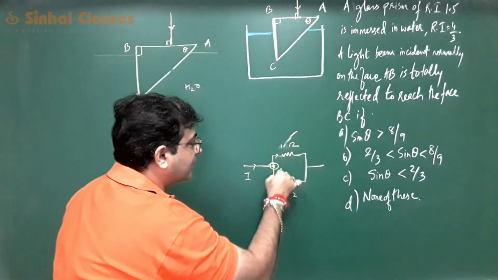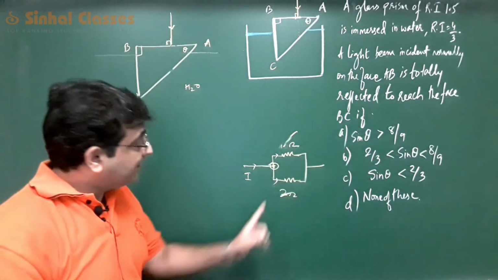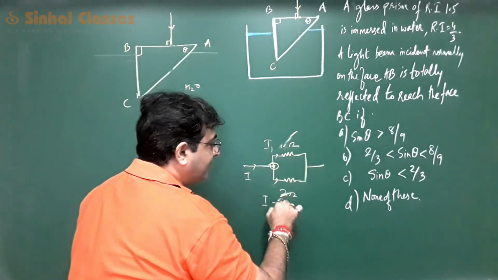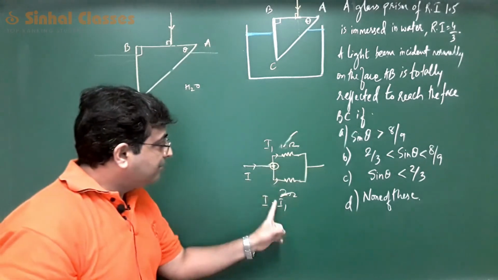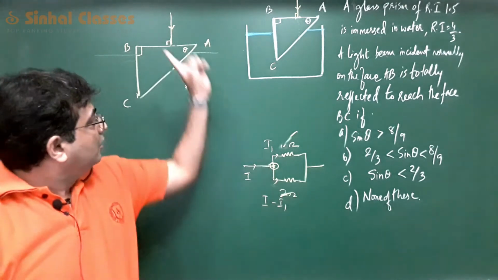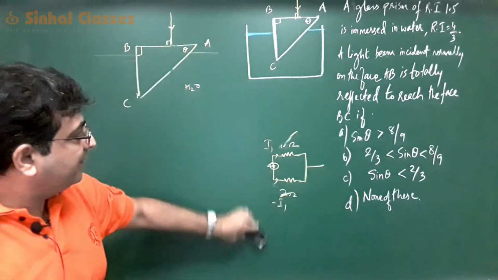So what's going to happen? The current flowing will be the same. Suppose I take I1 here, then the other will be I minus I1, but the current in both cases will be exactly the same, and that's your concept of symmetry. So here students can go for the concept of symmetry itself.